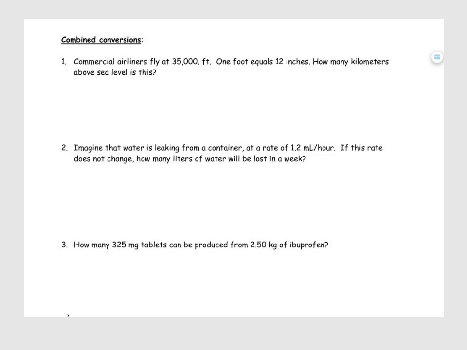3 questions here at the back. First one says commercial airliners fly at 35,000 feet. 1 foot is equal to 12 inches. How many kilometers above sea level is this? We want to go from feet to kilometers. We don't have a conversion for that on our table. But we can go from feet to inches, and then from inches to meters, and then from meters to kilometers. Multiple step question. So why don't you try it and see what happens? And I'll do it. You can turn it back on. 35,000 feet on the far left.